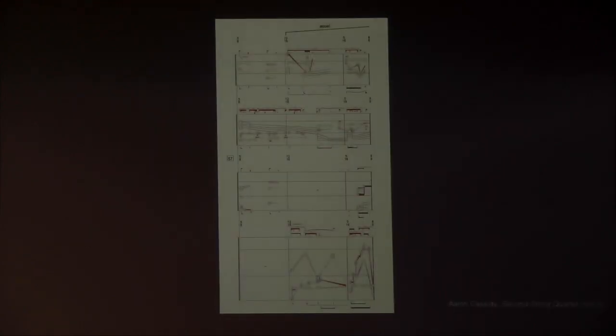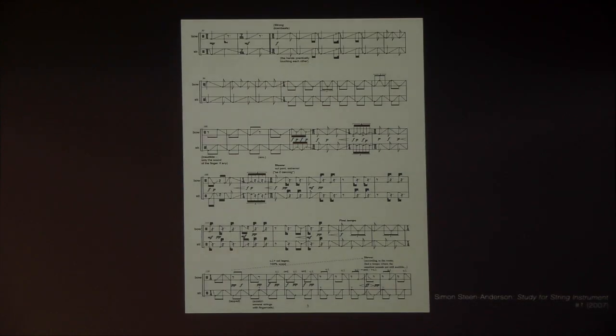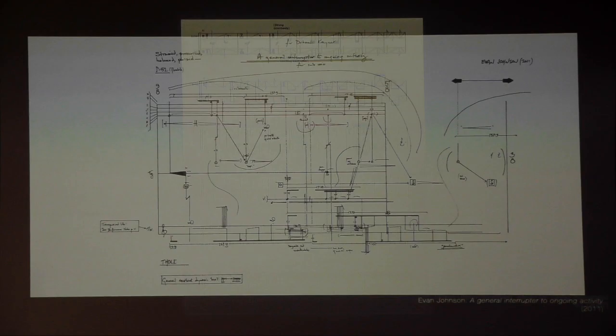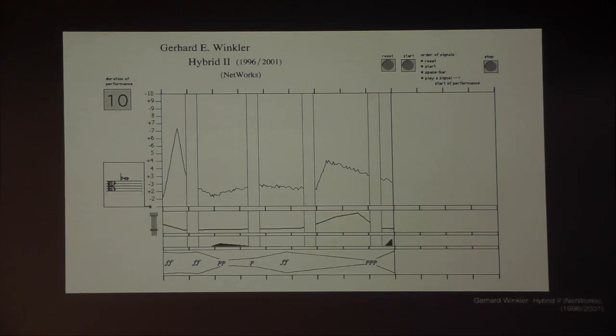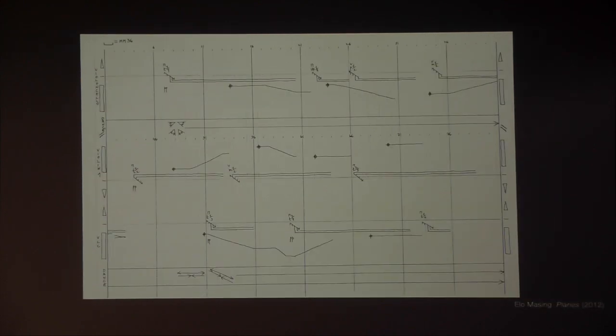Although Lachenmann moved quite quickly away from this notational strategy, a considerable number of composers have since taken up the gauntlet, with ever-increasing levels of stratification and usually of complexity. Recently, Aaron Cassidy, Simon Steen-Andersen, Evan Johnson, Gerhard Winkler, and, refreshingly, Elo Masing, who in Planes uses the notational system given to the string quartet as a prompt for a dancer's improvisation.